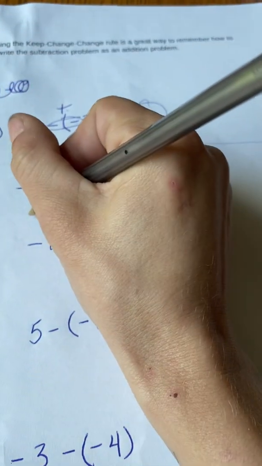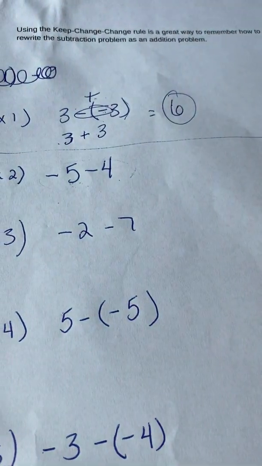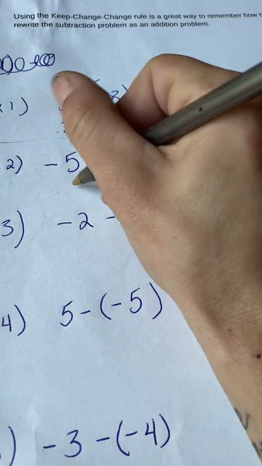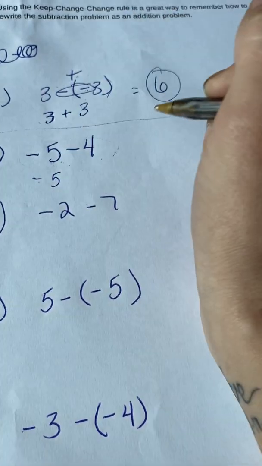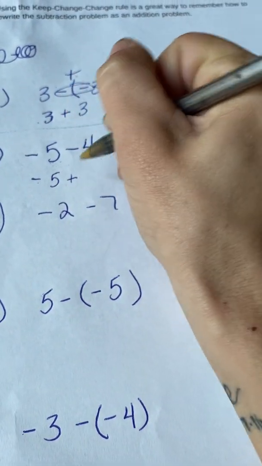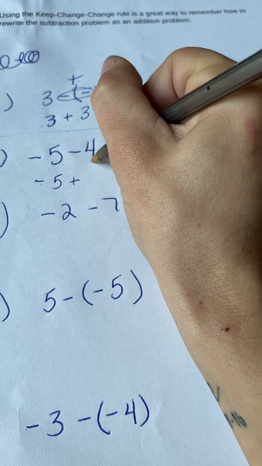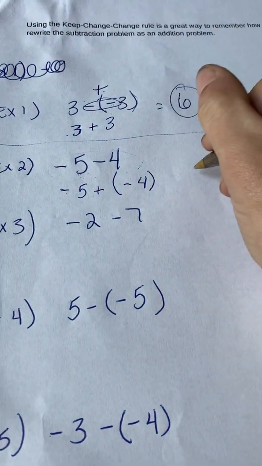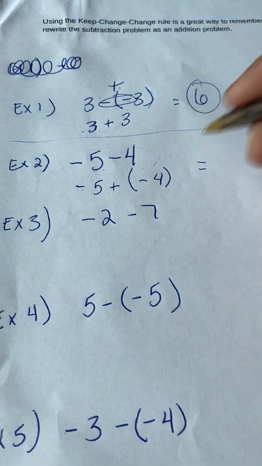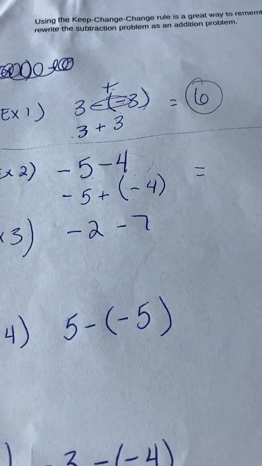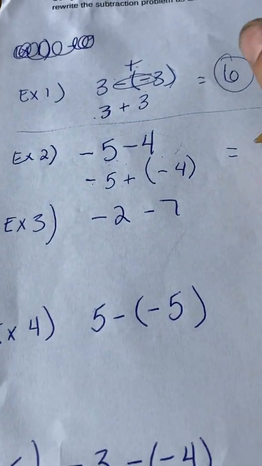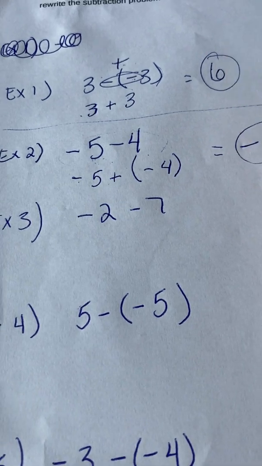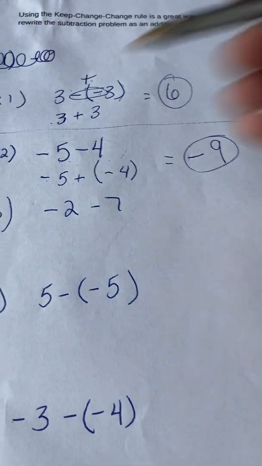If you think of keep, change, we're going to keep that first number exactly the way it is, change the subtraction to addition, and add the parentheses and a negative around our 4. And then once we have our addition problem, it helps you visually see that they're both negative. I'm going to be further in debt. My answer is -9.